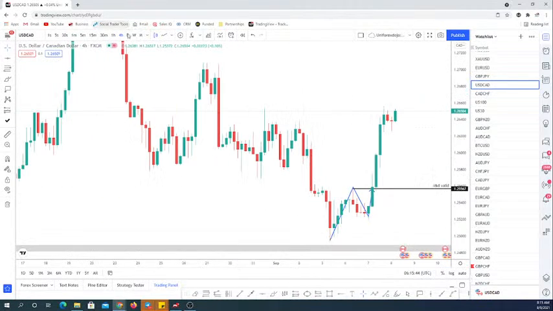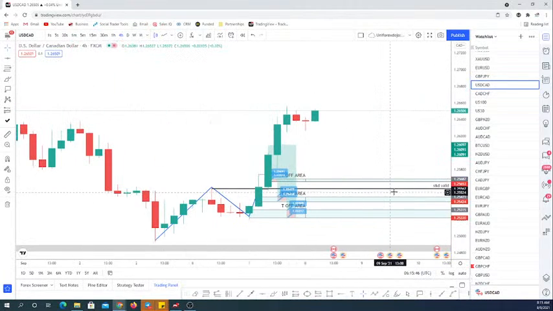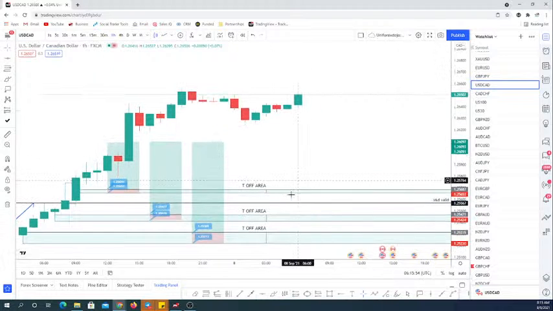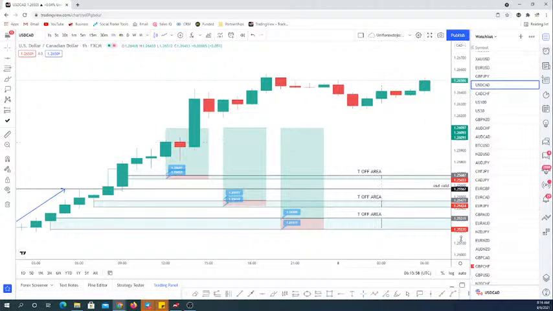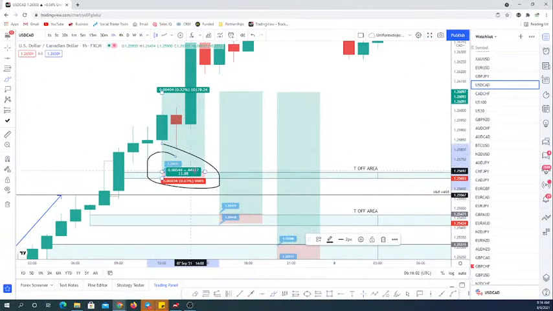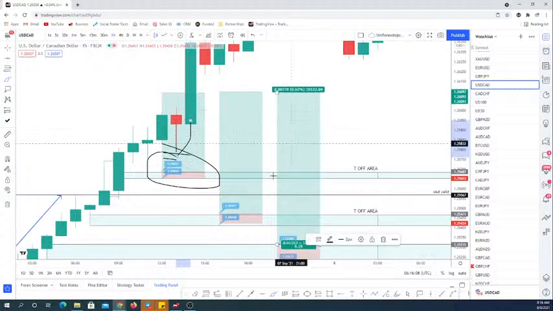UCAD, this one completely left us yesterday, like it disappeared on us. Look at that. So we had, let me just explain it quickly. So we had this level, which was based on the 5 minute, and price came down, but didn't go low enough and then disappeared on us.